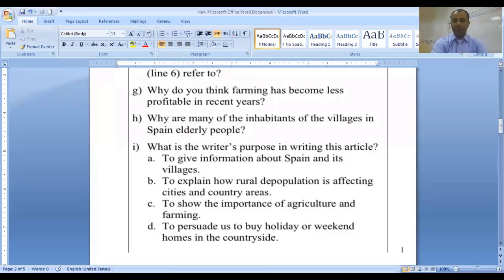Now let's complete. I think the answer could be number B, to explain how rural depopulation is affecting cities and country areas.